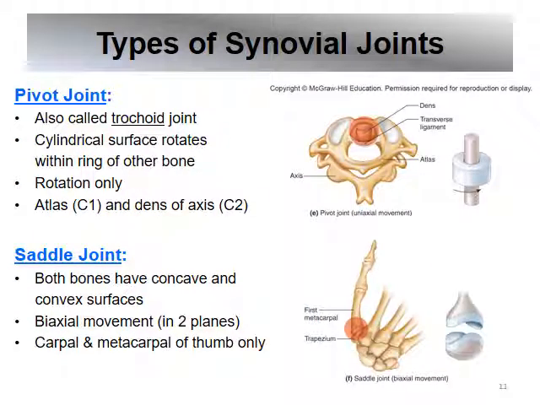Pivot joints. Pivot joints are for rotation. A good example of this is between the atlas and the axis, and this allows us to rotate our neck. Saddle joints. The saddle joint is for your thumb only. It's between the carpal and the metacarpal of the thumb only. More specifically, you're seeing it here. It's between the connection of the trapezium and the first metacarpal.